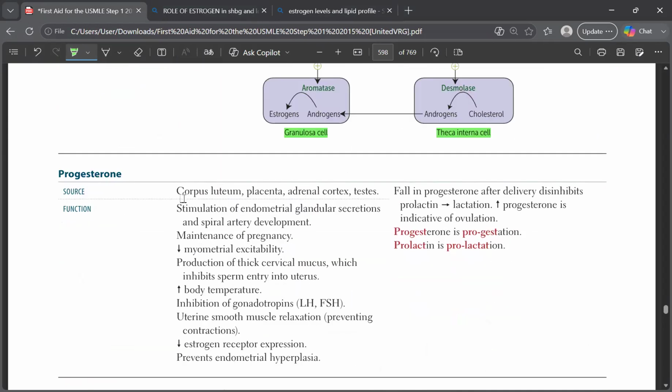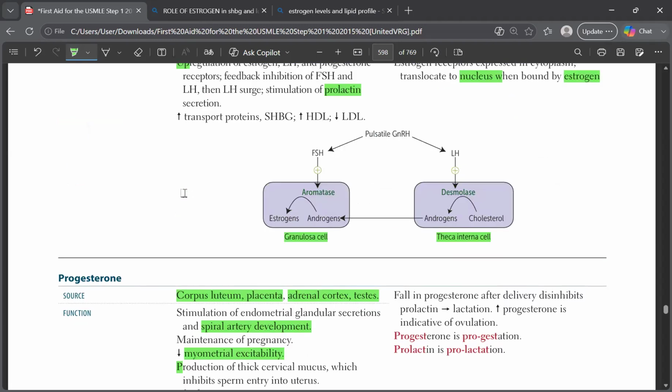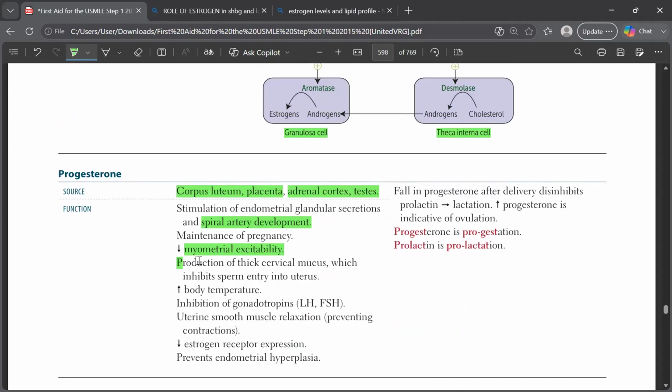Next is progesterone. The source is corpus luteum, placenta, adrenal cortex, and the testes. In males, the testes; the adrenal cortex in both sexes; the placenta in the female; and the corpus luteum in the female as well. A function is stimulation of endometrial glandular secretions and spiral artery development. Maintenance of pregnancy and decreased myometrial excitability. Estrogen was increasing the myometrial excitability and progesterone is decreasing the myometrial excitability.